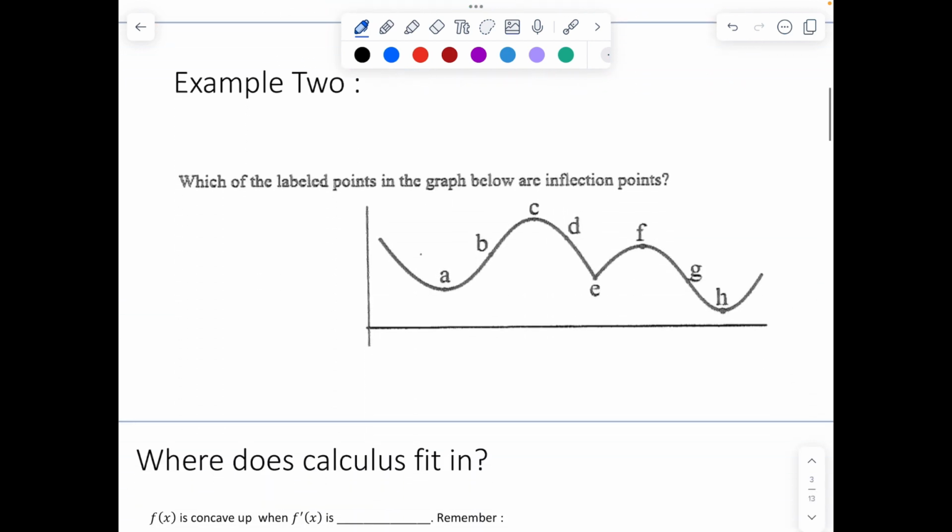So let's look at another example. Which of the labeled points in the graph are inflection points? Again, I'm just going to highlight. So going down, it's kind of a cup, and then it stops being a cup at B. So I'm going to say that B is one.